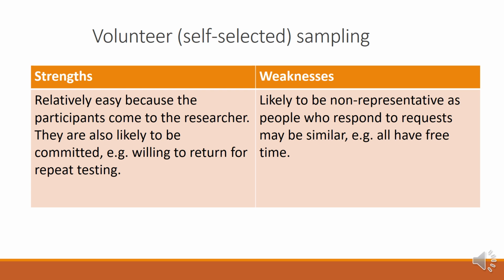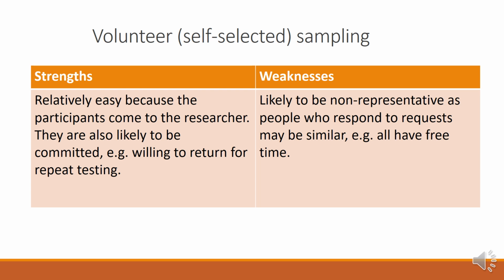For example, you can see here the strength is easy to be applied because the participants are the ones who come to the researcher, and when it comes to going to the researcher, maybe because you are paid, maybe because you are just interested, or you don't have anything else to do, you have more free time, that is why you are highly committed and you are able to return back for the second, the third testing, etc.